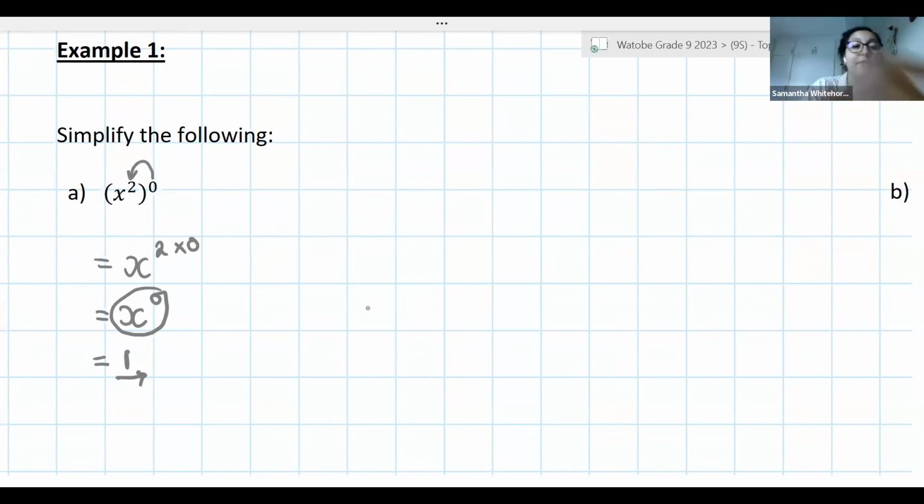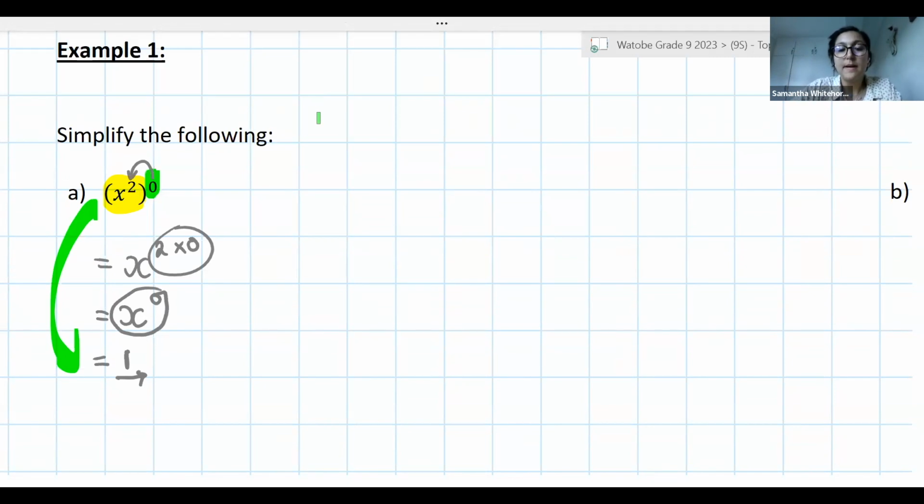Now, you don't have to do the distribution. If you see automatically that you have a base raised to an exponent of 0 and you know that is 1, you're welcome to go straight to the answer. But understand that there are different ways to do it. And if you're more comfortable doing the distribution first and then getting your answer of 0, that's cool. There's nothing wrong with that. Alrighty. So take your screenshot of this one if you would like to.